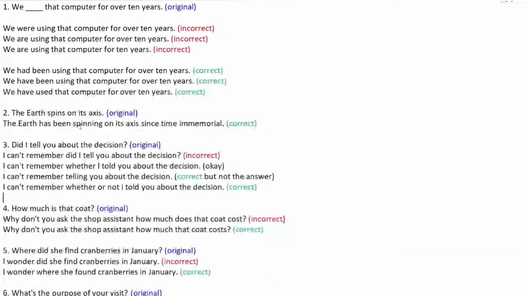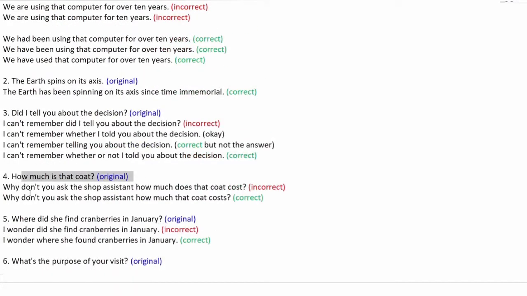Okay, number 4. How much is that coat? So then the provided clue is, why don't you ask the shop assistant, how much does that coat cost? Again, you have two questions in a question. That doesn't make sense. So why don't you ask the shop assistant how much that coat costs? So that is a question. Why don't you ask how much it costs? Not here, two questions in a question. So you can't do that. It doesn't make sense because the other person doesn't know what the question is then. Is it this one or is it this one?